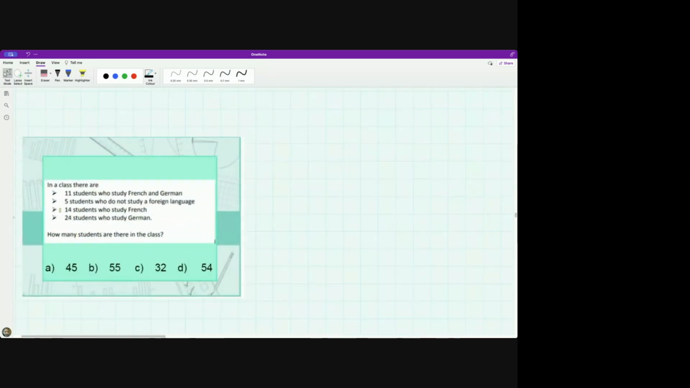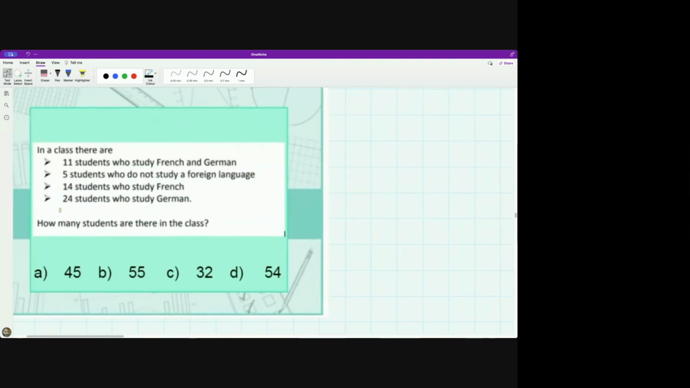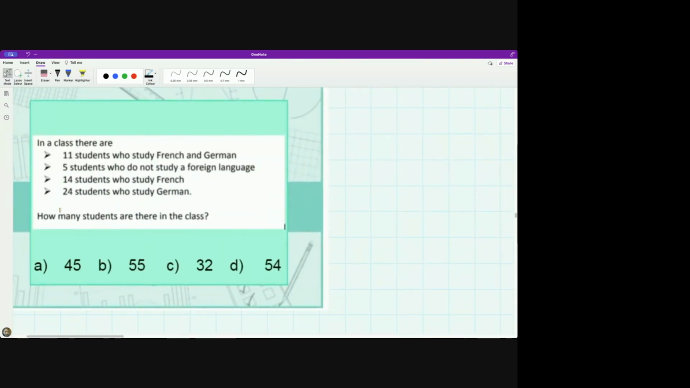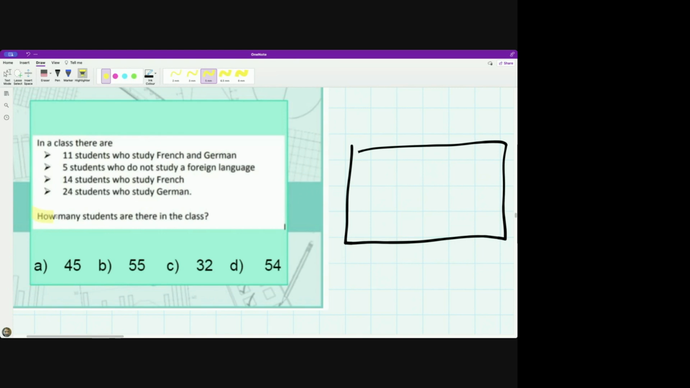Let's do this one. Maybe this one will be better. In a class, there are 11. Let's see if you can do this. Draw the Venn diagram and see if you can figure out how many students there are in this class.